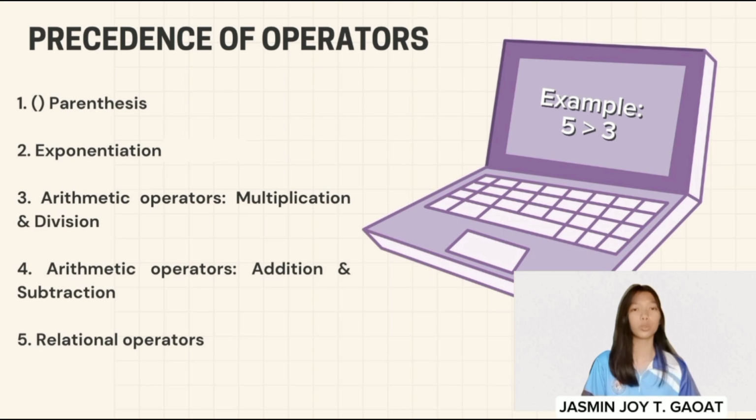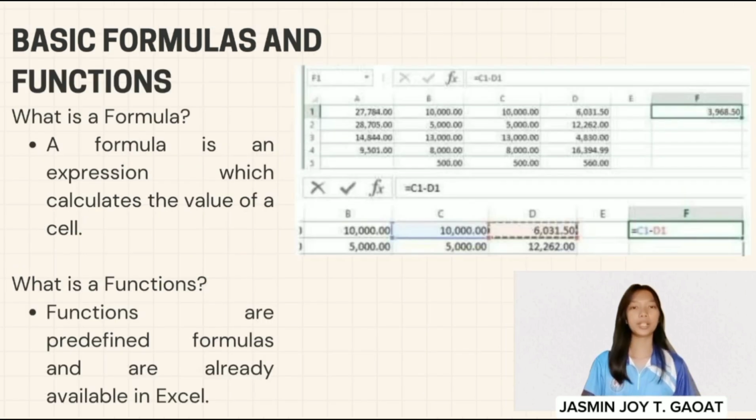And it will result true because 5 is indeed greater than 3. Next is the basic formulas and functions. First is, what is a formula? A formula is an expression which calculates the value of a cell.